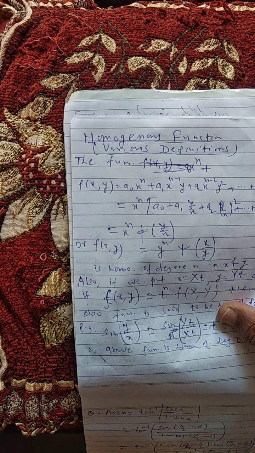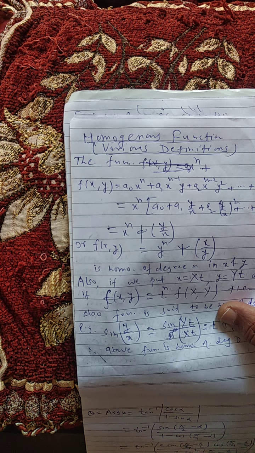In the second term, 2xy, the power of x is 1, the power of y is 1, their sum is 2. In the third term, y square, the power of x is 0, the power of y is 2, so their sum is 2. And therefore we say that f(x,y) equal to x square plus 2xy plus y square is homogeneous of degree 2.